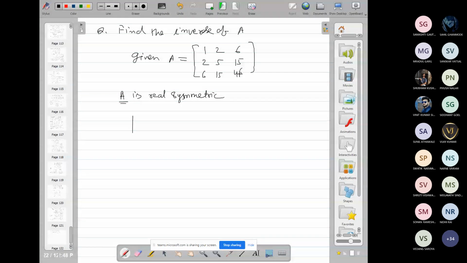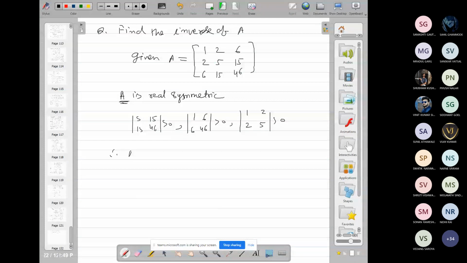The minor of 1 will be the determinant of 5, 15, 15, 46. This is greater than 0. And the minor of 5 will be 46 minus 36, which is 10. Again this is greater than 0. And the minor of 46 is 1 times 5 minus 4, which is 1. This is again greater than 0. So all the principal minors are non-zero and positive.